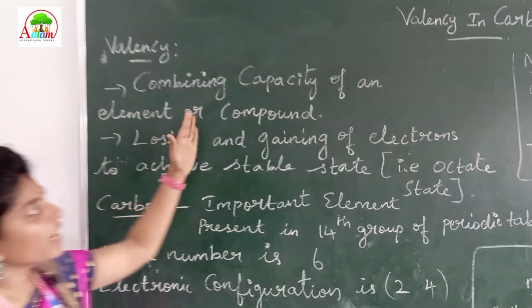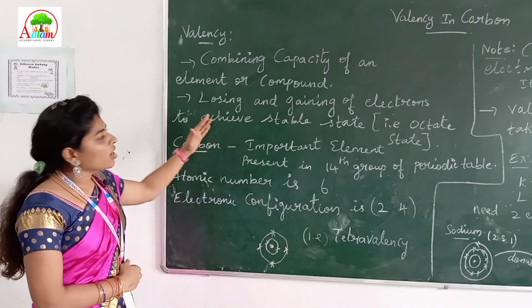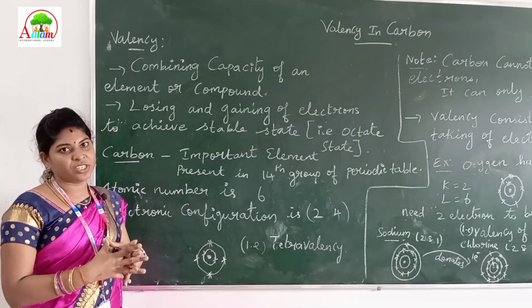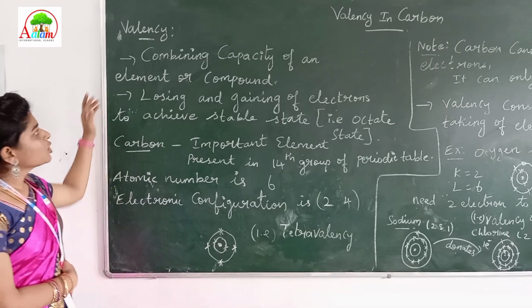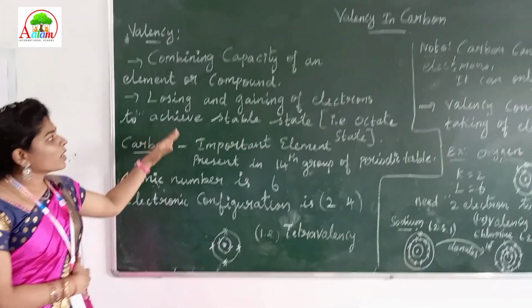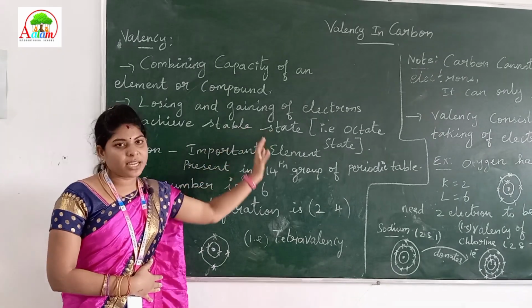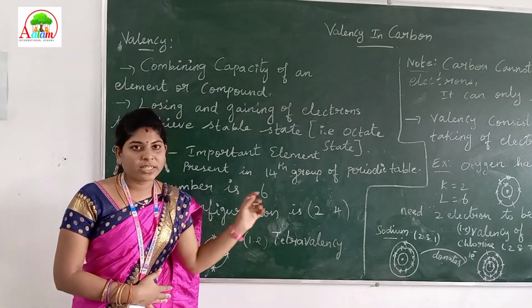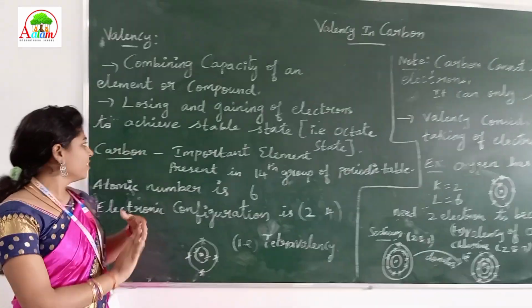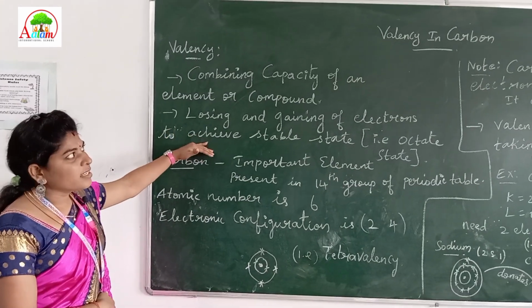Valency means the combining capacity of an element or compound. It also has another property, losing and gaining of electrons to achieve a stable state. Stable state in the sense octet state. Octet state means the outermost shell should consist of 8 electrons. So this is the valency definition.